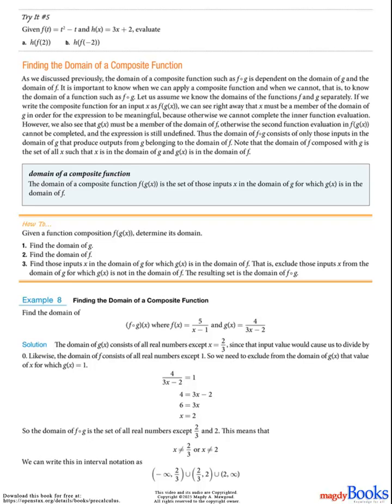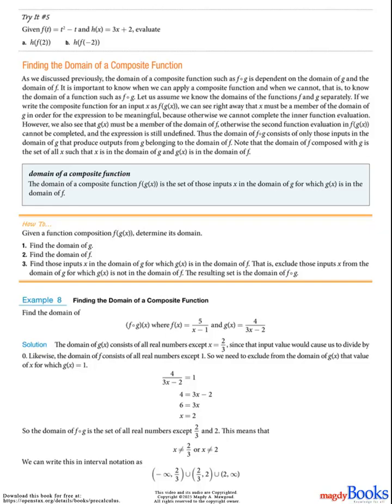However, we also see that g of x must be a member of the domain of f, otherwise the second function evaluation in f of g of x cannot be completed, and the expression is still undefined. Thus the domain of f composed with g consists of only those inputs in the domain of g that produce outputs from g belonging to the domain of f. Note that the domain of f composed with g is the set of all x such that x is in the domain of g, and g of x is in the domain of f. A. Domain of a composite function. The domain of a composite function f of g of x is the set of those inputs x in the domain of g, for which g of x is in the domain of f.